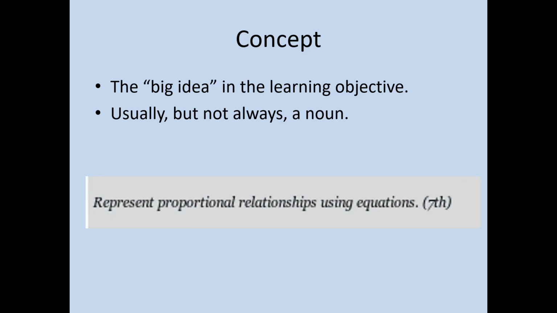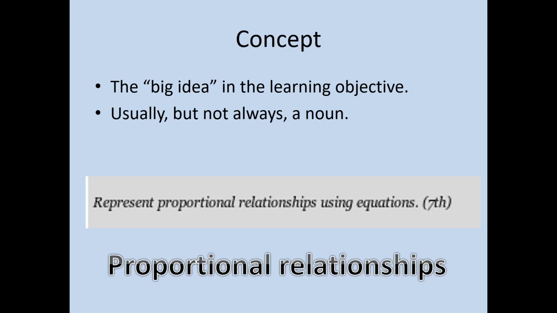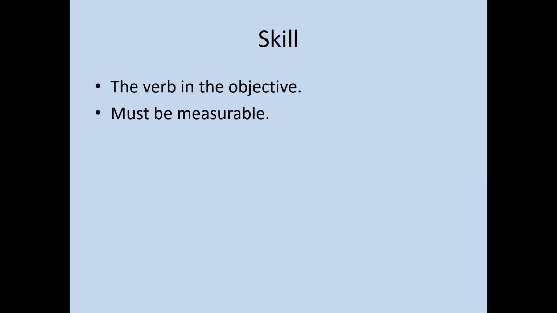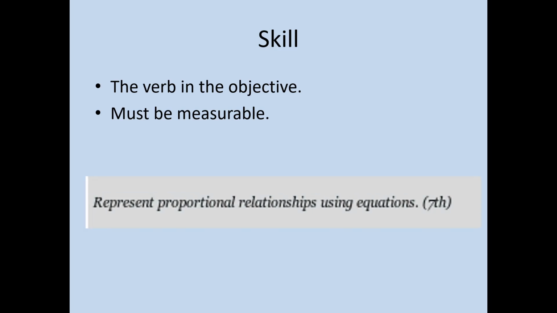So in the example of represent proportional relationships using equations, what would be the concept? The big idea here is proportional relationships. The second part of the objective is the skill. That's the verb in the objective, and it must be something that you could measure, something that students could show you that they can do. So in the same objective, the skill would be represent. They're representing proportional relationships.